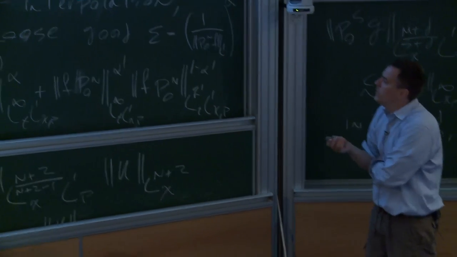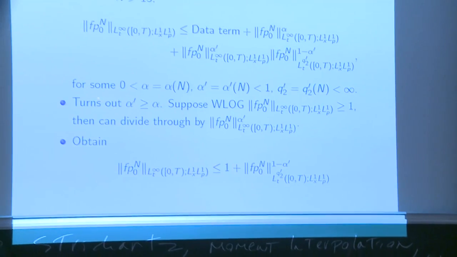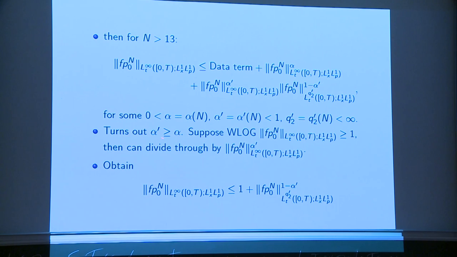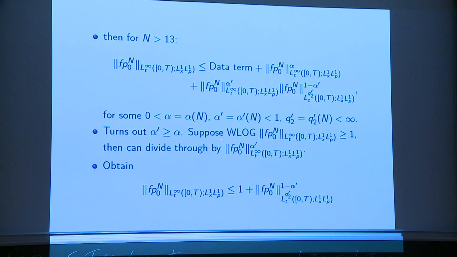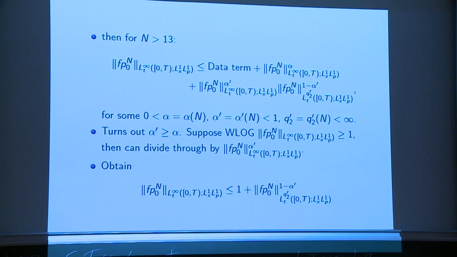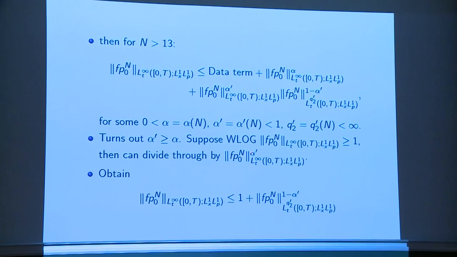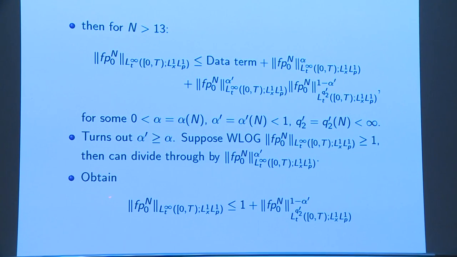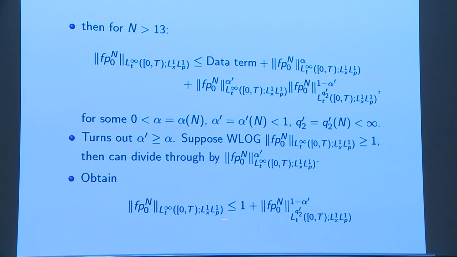So what can you do? It turns out that alpha prime is bigger than alpha, at least you can assume that for n larger than 13, say. And you can also suppose, without loss of generality, that the P0 to the nth moment of F in L infinity is bigger than 1, because if it's smaller than 1, then you're done, then the whole problem is solved. And then you can divide through by F P0 to the n alpha prime in this kind of inequality, and you obtain this kind of inequality.